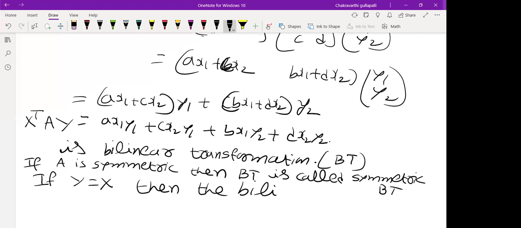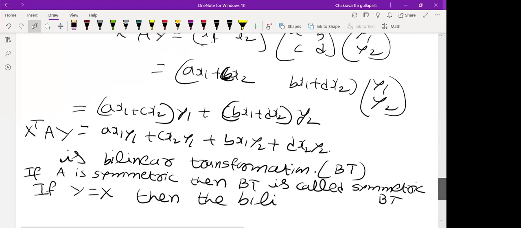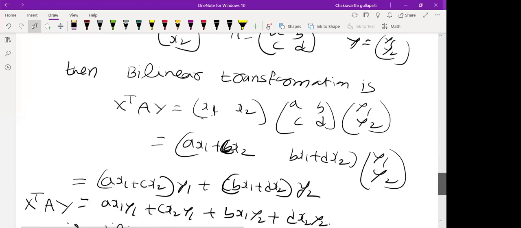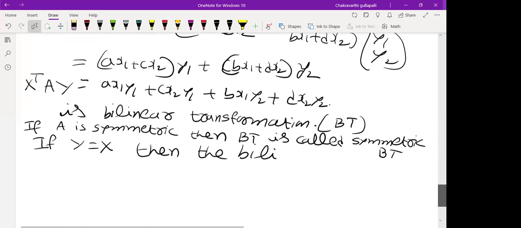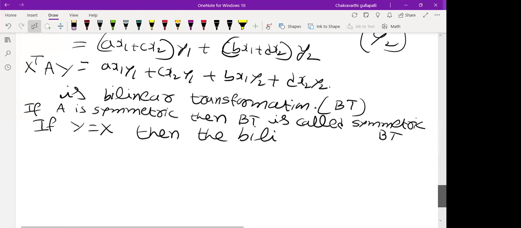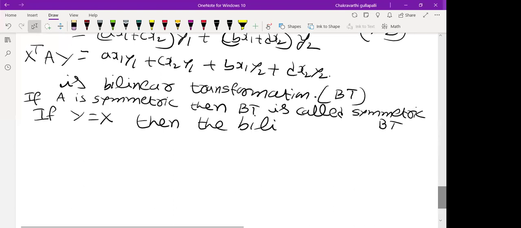For example, here what is our A when you look at it? It is ABCD. It is not a symmetric matrix. Symmetric matrix means these two should be equal. These two can be anything. These two should be equal. They are not equal. So it is not symmetric. If it is symmetric, then such a bilinear transformation is given a name, symmetric. If it is skew-symmetric, then such a bilinear transformation is called skew-symmetric bilinear transformation.